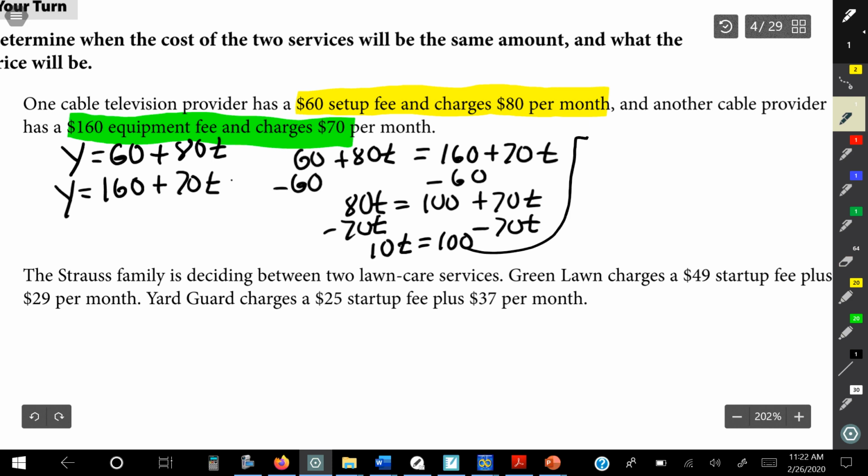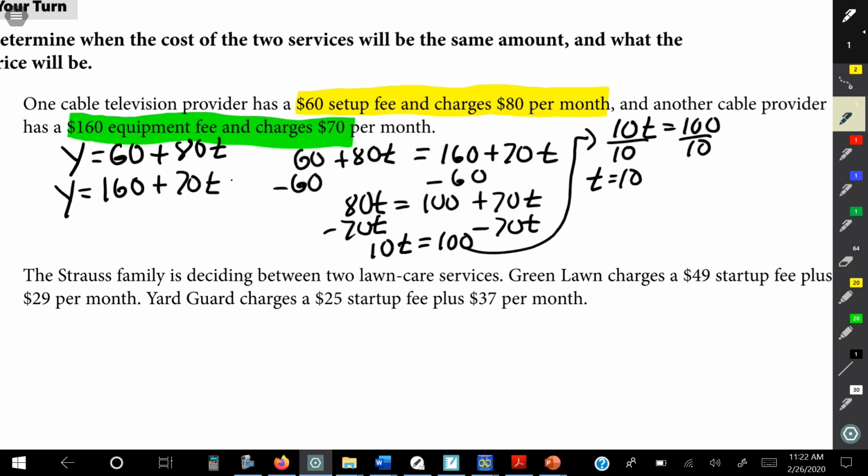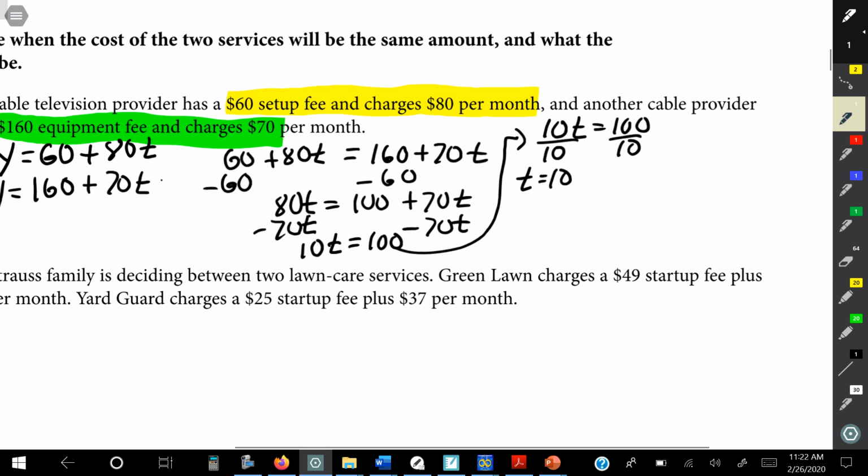Now I'm going to write that up here. 10t is equal to 100, and I'm going to divide by 10. So t, the number of months, is equal to 10. So at 10 months, that's when they'll both be charging the exact same total amount spent. But the question is, how much would that be? Well, how much would it be in 10 months? So all you've got to do next is just plug that into one of your equations.